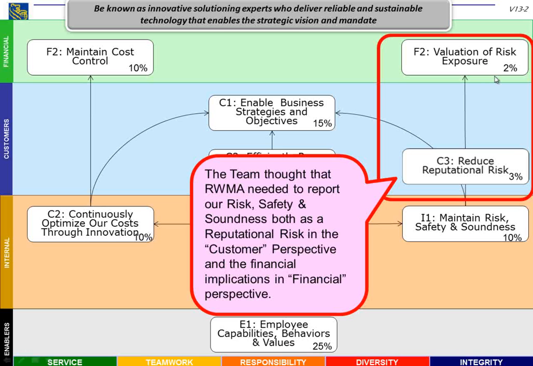Now at this point we had 5% on the original F2, so we've split that 5%, giving 2% for the valuation metrics and 3% for the reputational metrics. But it's important to note that the objective, critical success factors, and goals remain essentially unchanged. We're merely being more accurate on which stakeholder wants to see which type of information.